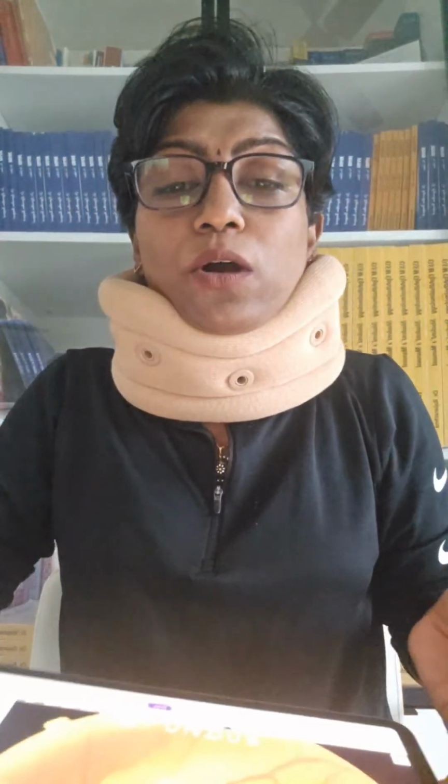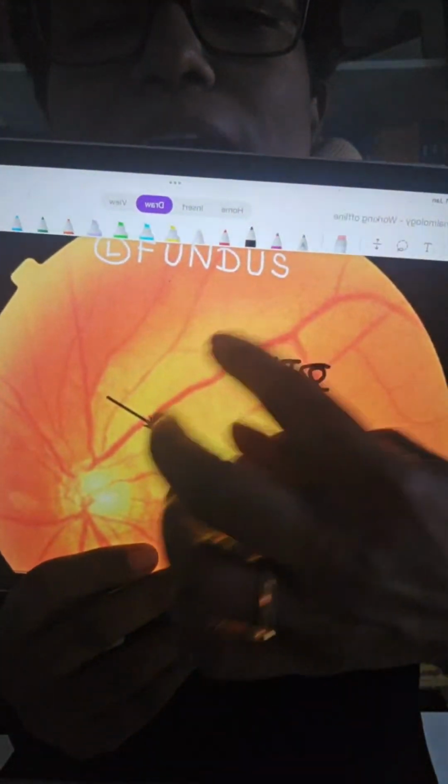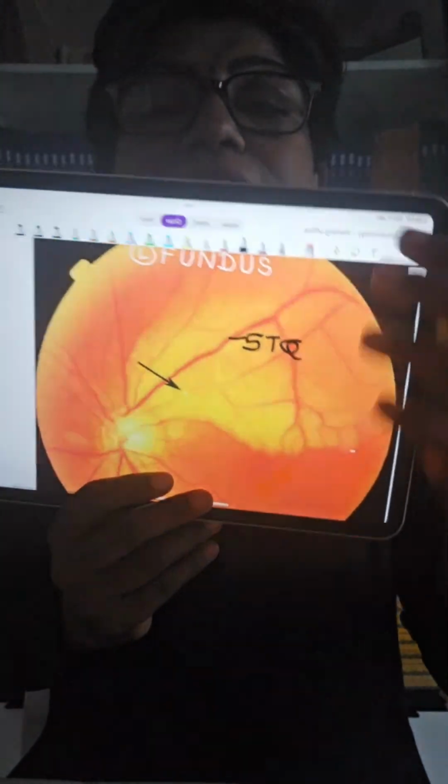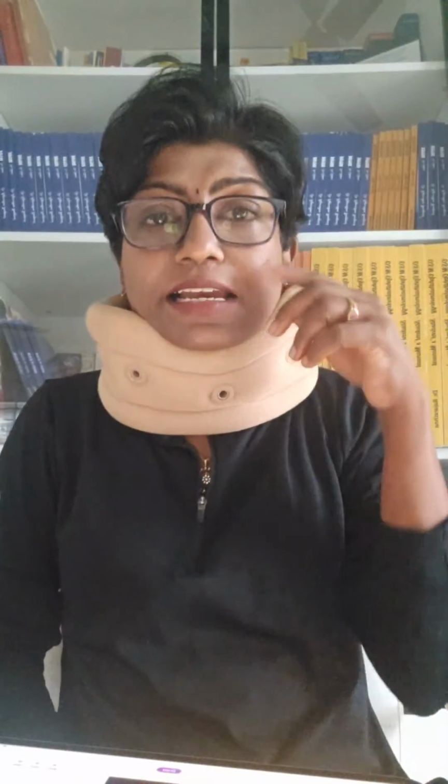So in this case, if my superotemporal quadrant is affected, where will be my visual field defect? The patient will not be able to see the superior means inferior, temporal retina means nasal. So the inferonasal quadrant, he will have a visual field defect. Yes, very good, Vinod. Perfect. Understood. Now, will he actually have a decreased vision as such?